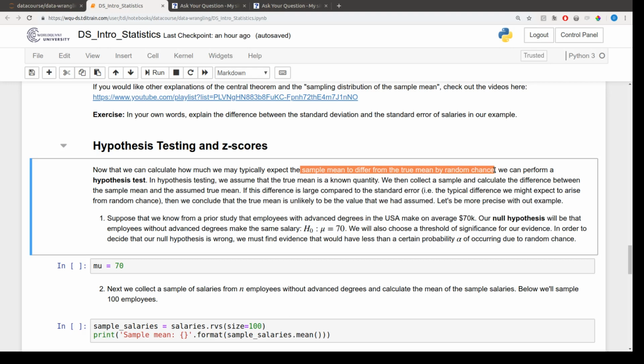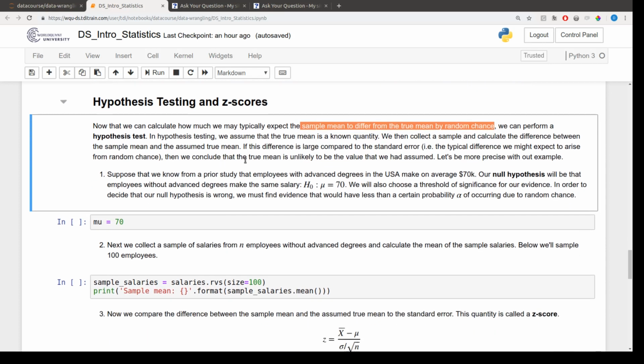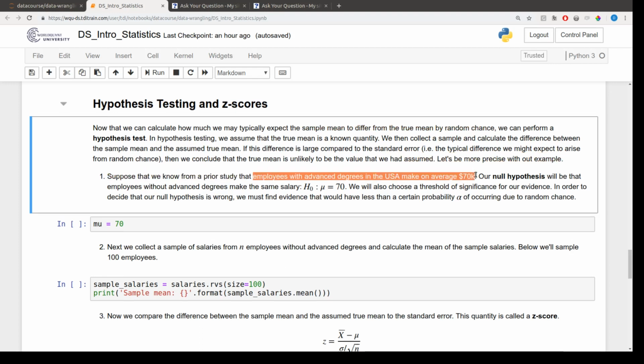So, first, we know from this prior study that employees with advanced degrees in the U.S. make $70,000 a year. This is something that we just know from a prior study. In practice, we won't necessarily know this to be true, but we will assume some value for the true mean of whatever situation we're talking about.